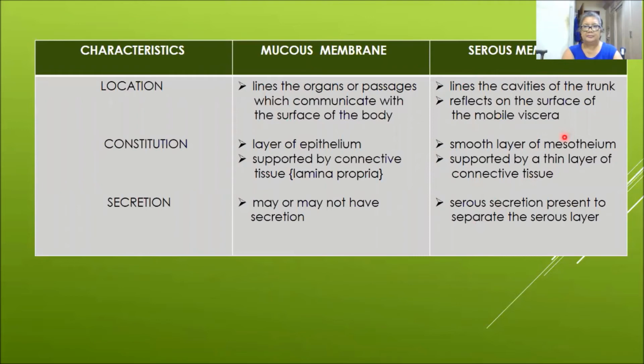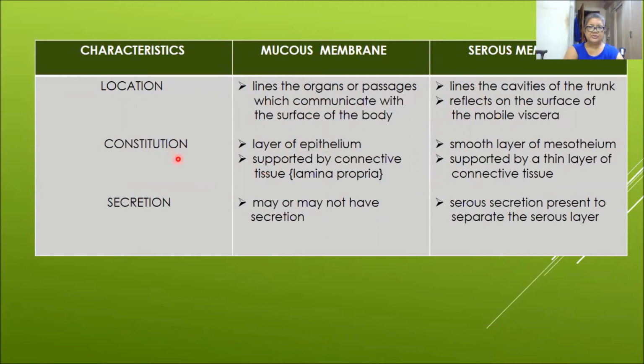Now, by table, we will differentiate the two types of membranes, the mucous membrane and the serous membrane. The mucous membrane is located in the organs or passages which communicate with the surface of the body, like the oral cavity or the nasal cavity. While the serous membrane lines the cavities of the trunk and reflects on the surface of the mobile viscera.